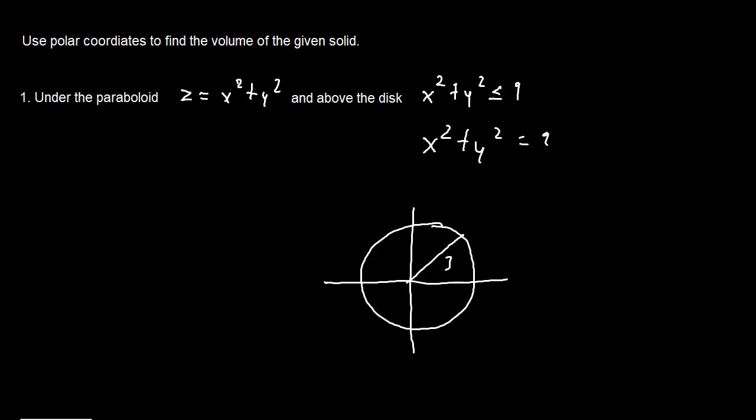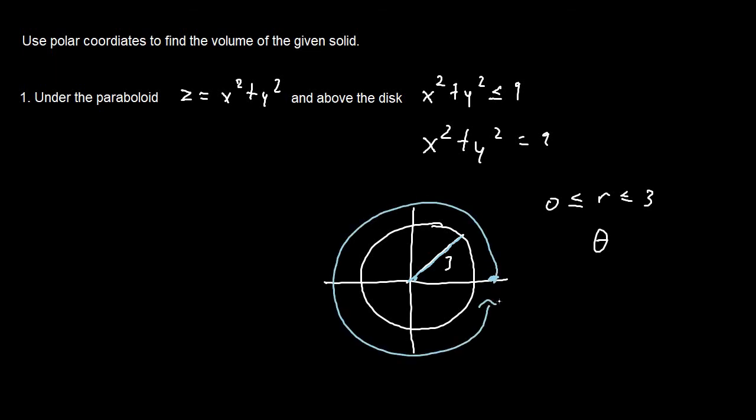So if we were to find the r bounds and the theta bounds here, we know the radius obviously goes from 0 to 3, so that is going to be the r bounds. So from 0 to 3. And for theta, obviously this is a full circle, so we're starting at 0 radians and going all the way to 2 pi radians. So theta is going to go from 0 to 2 pi.